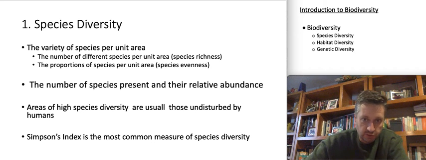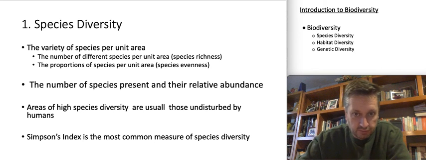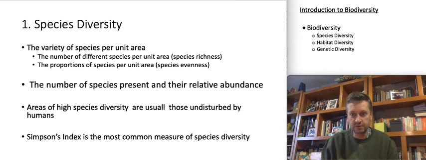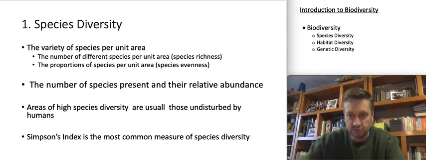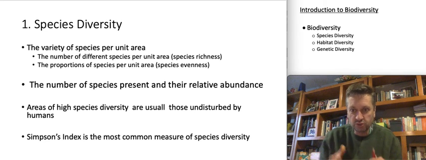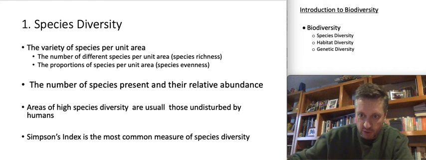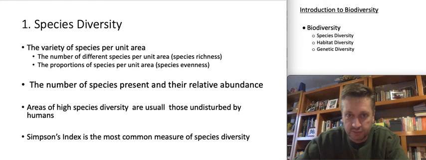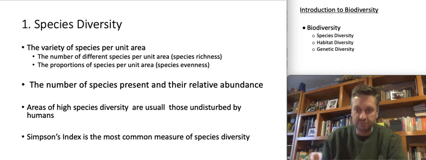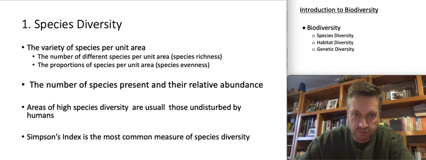Species diversity, as I've already said, is a measurement of species richness and species evenness. It's possible to have a lot of different species present in your sampling, but one species might be very, very overrepresented because it's very dominant in that area of sampling, and therefore you can have a lot of species present, but still not have high biodiversity because of the lack of species evenness.